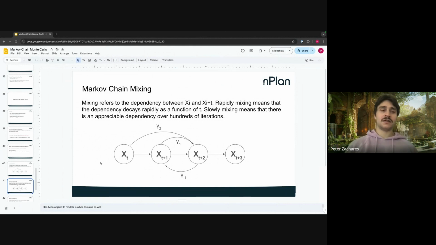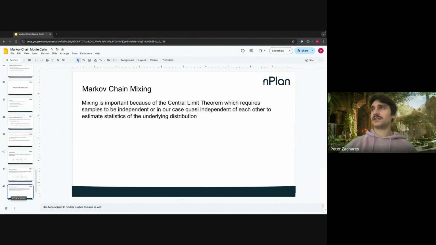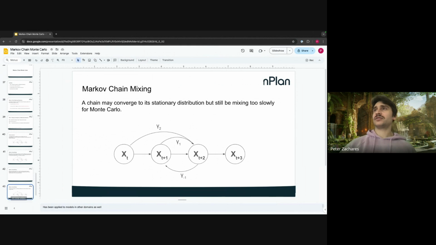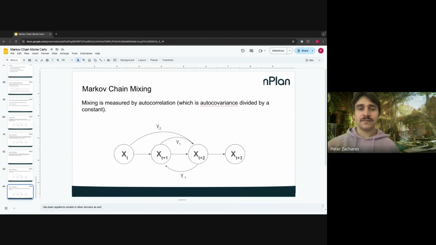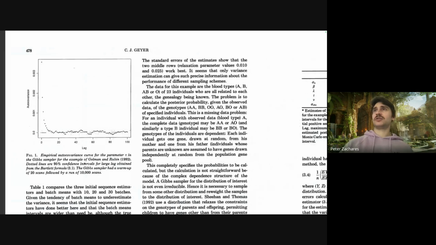And that means, I think it's in the next slide. Okay, I'll actually do this first, and then I'll go back to the other one. No, sorry. Mixing is measured by autocorrelation, which is autocovariance divided by a constant. So you can use autocovariance instead of calculating the autocorrelation in order to measure mixing. And I think it should look something like this. This is what you need to see when you calculate the autocovariance over different step sizes in order to feel like this is a well-mixed Markov chain.